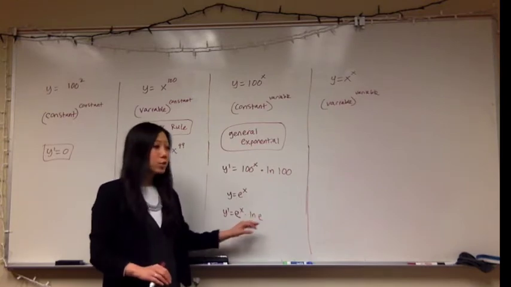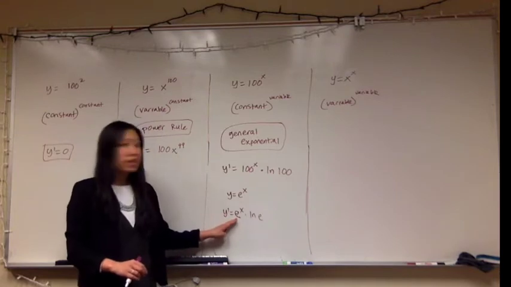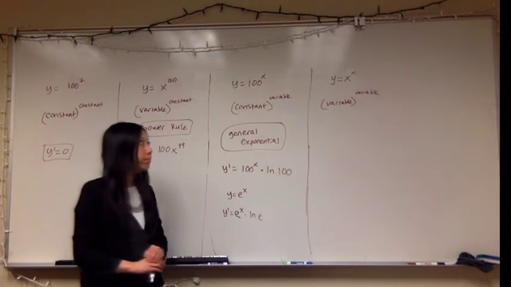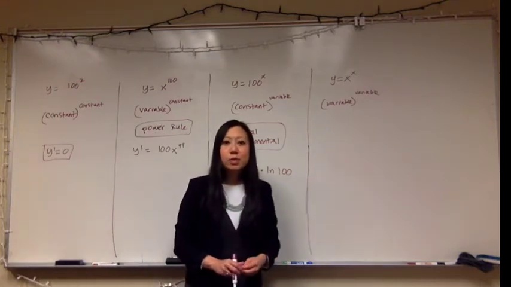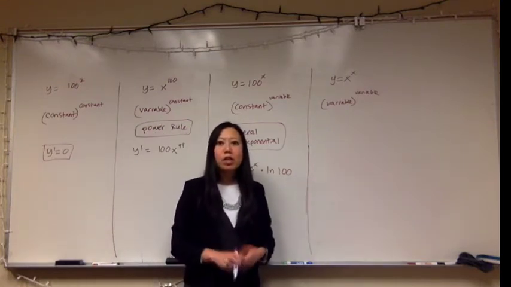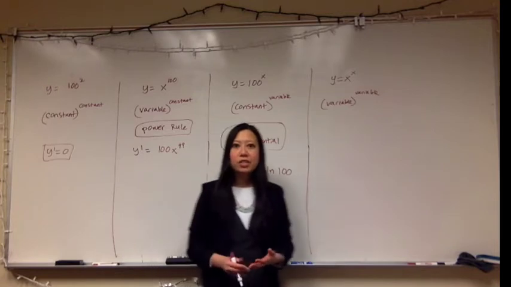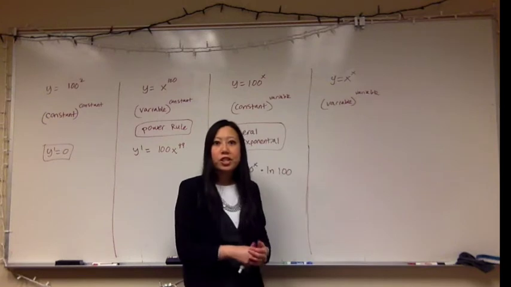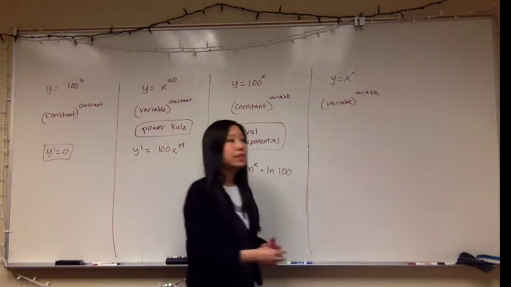But for anything else where we have a base as a constant other than e, we have to always multiply by the natural log of the base. Last case is when we have a variable raised to a variable. We have to apply log differentiation. Okay, you can't apply any of these methods. We go ahead and apply log differentiation by taking the natural log of each side.